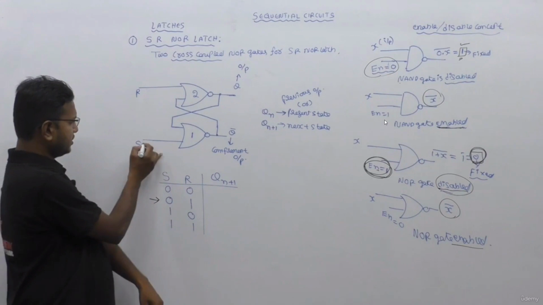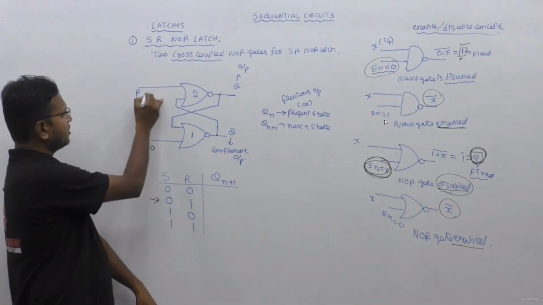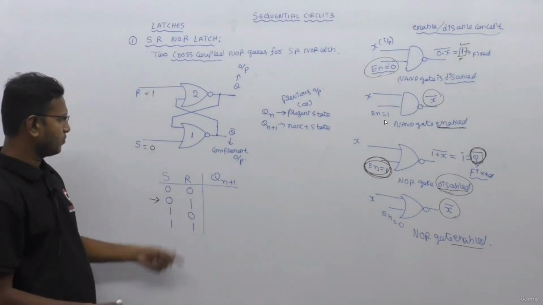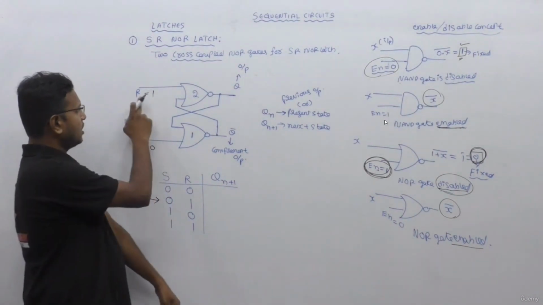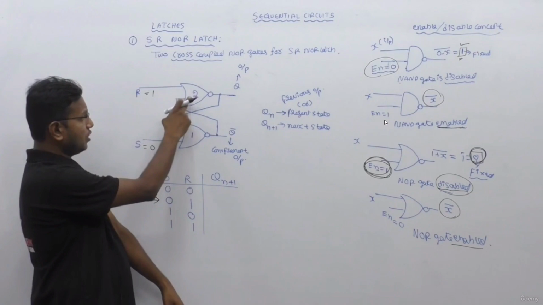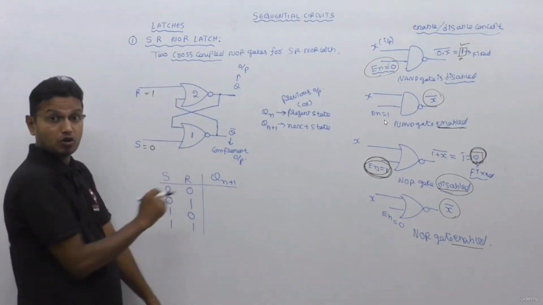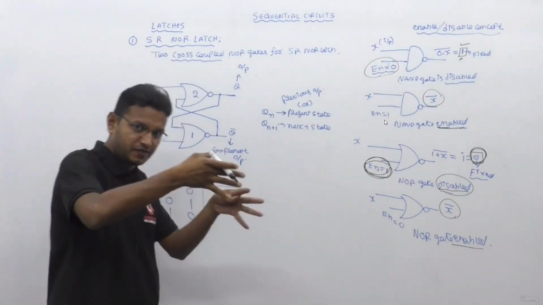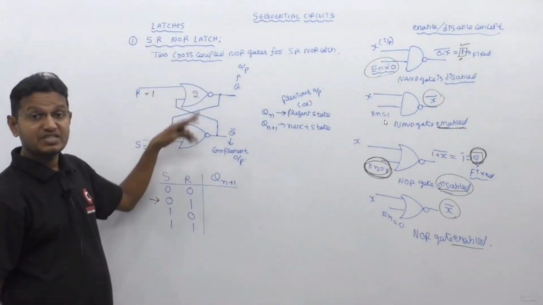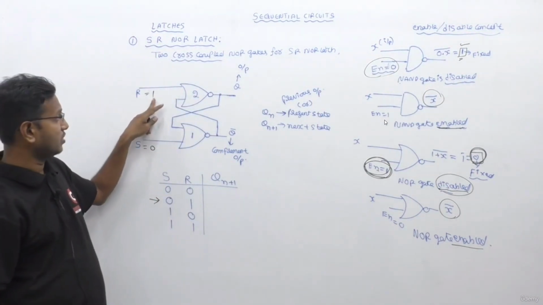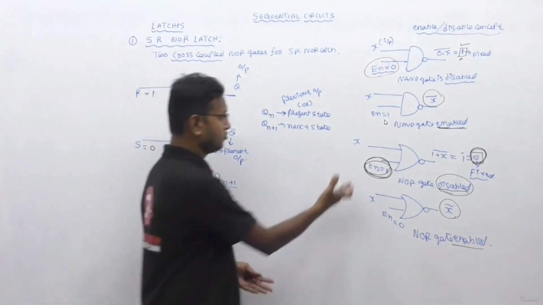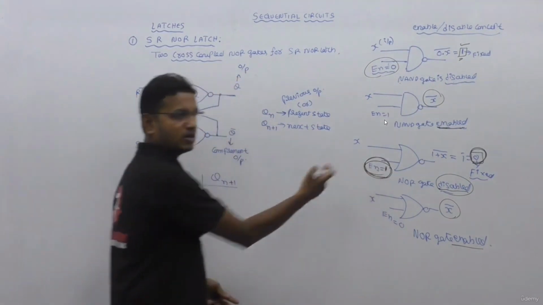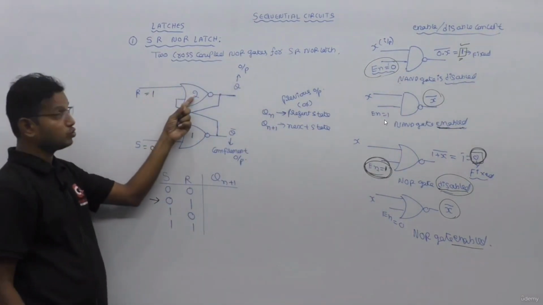Look at here, S equal to 0, this is the input, R input is 1. So these two inputs, S equal to 0, R equal to 1. Now out of these two NOR gates, which NOR gate is disabled? You have to identify the NOR gate which is disabled first. Focus on the gate which is disabled. So just here R equal to 1, this gate will be disabled. Just now I told you, for NOR gate, disabled means any one input should be 1. So here this NOR gate 2 is disabled.